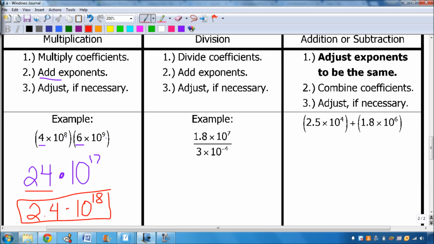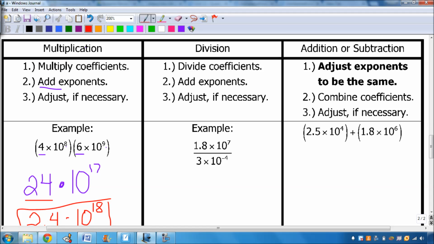All right, so now when you are doing division, same thing, you do not need to have the same exponent. So when you divide, you can just go straight to your division. So step 1, divide the coefficient. So I'm going to divide 3 into 1.8. Well, 3 doesn't go into 1 at all. And then remember, you got to put your decimal place there to line it up. But 3 does go into 18 6 times. So you get 0.6. So I divided my coefficients.